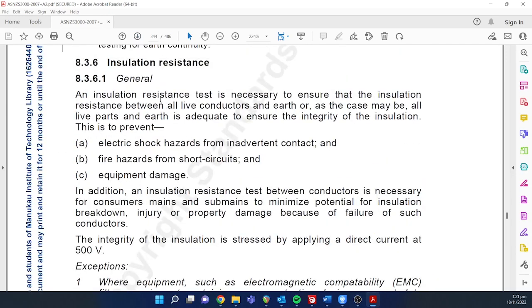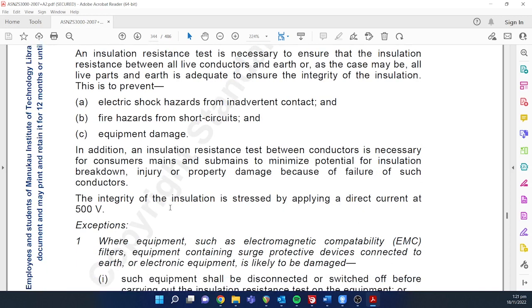We have it here, insulation resistance testing. You can refer back to this yourself and have a read of what it says in here. But the primary thing that I'm interested in here is that we must stress the integrity of the insulation, applying a direct current at 500 volts. So we're going to do this test at 500 volts, and we're obviously going to use our insulation resistance tester, which is able to put out 500 volts.